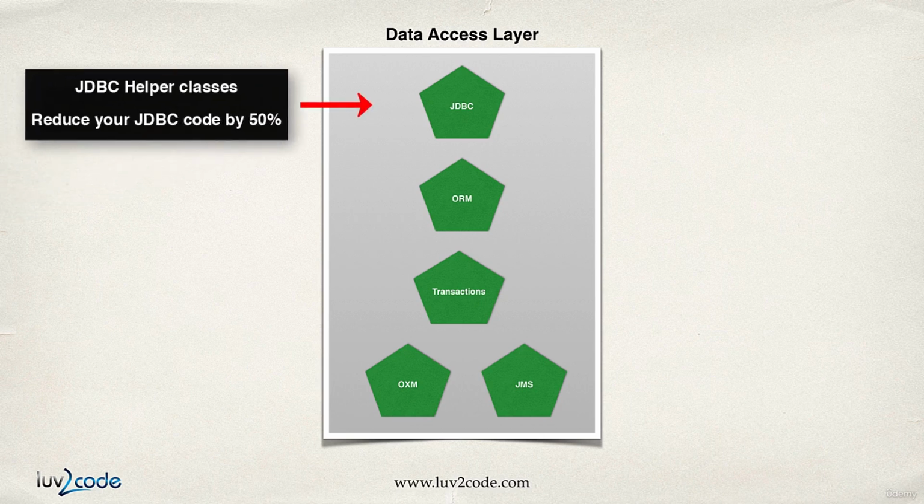So in the top left, you have JDBC. Spring provides some helper classes to make it much easier to access a database using JDBC. And by using these Spring JDBC classes, you can reduce your source code by over 50%. So a lot of good helper classes there.